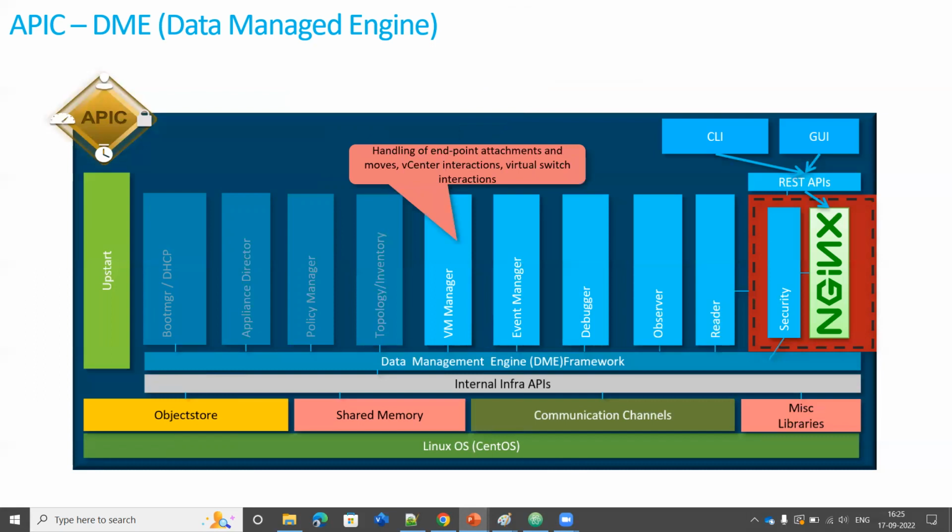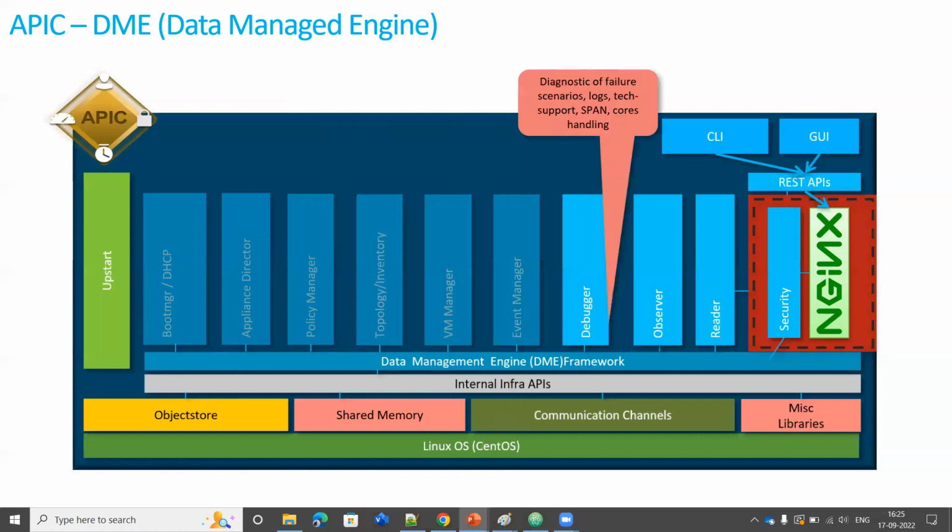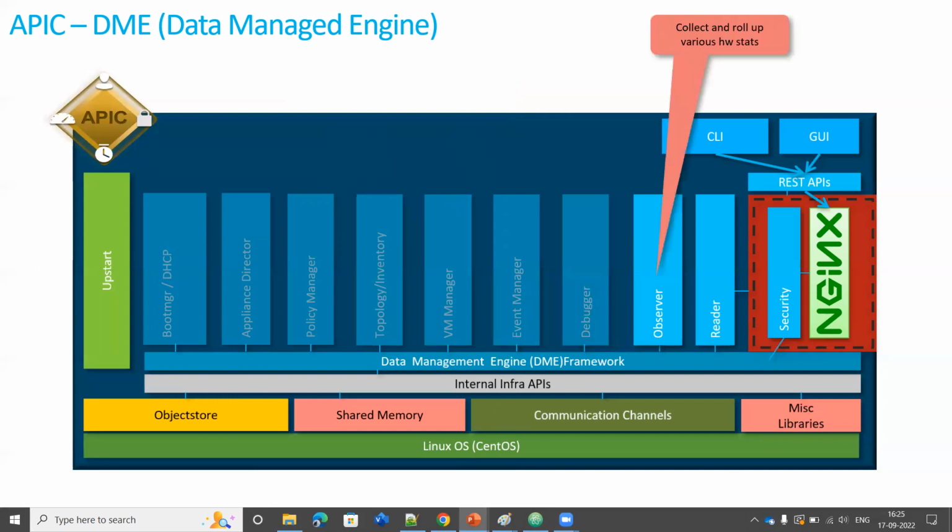And if you talk about VM management, if you have any kind of VMware setup with the APIC Cisco ACI, all the configuration will be under the VM manager DME. If you have any kind of event or fault, all of this will be under the event manager. If you want to debug, diagnose, log, span, or any kind of tech support, when you do the export tech support, all these things will be under the debugger. In the observer, you have the rollup variables, hardware states. All this information will be there.